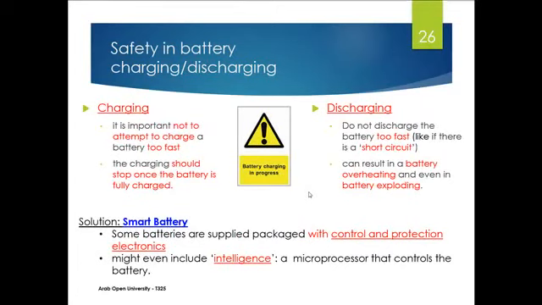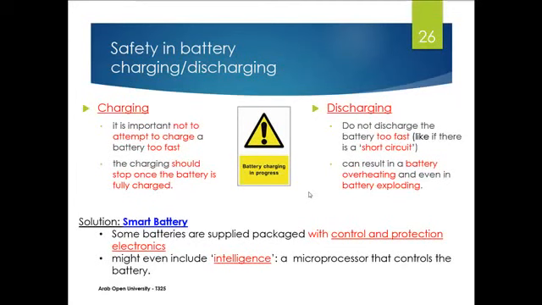Talking about these aspects, for instance, we should not attempt to charge the battery too fast. This is why in many devices, when you have fast charging and slow charging, it's always recommended to use the slow charging for the good health of the battery. Another point is to stop charging the battery when it is fully charged. This is regarding the charging of the battery.